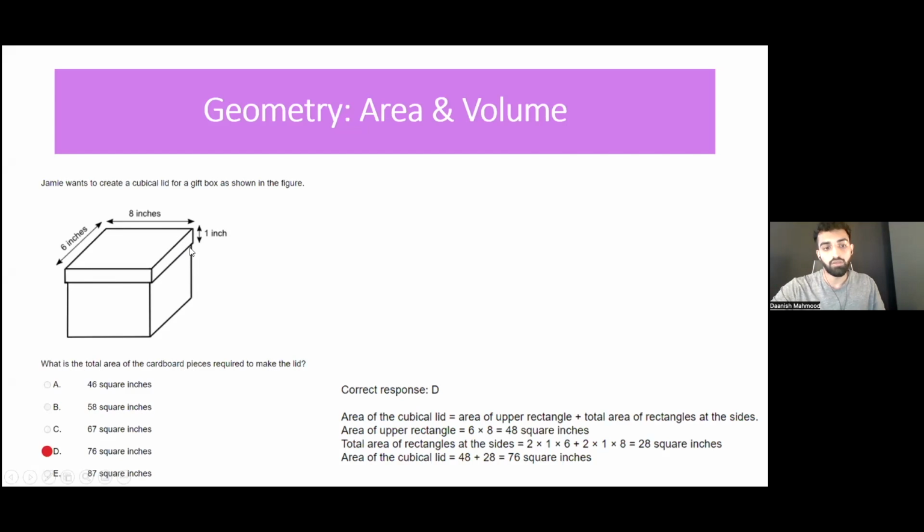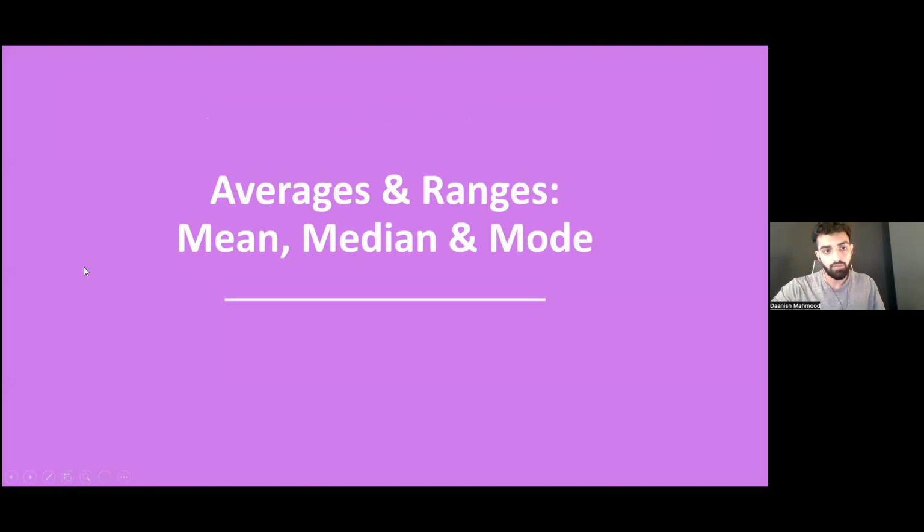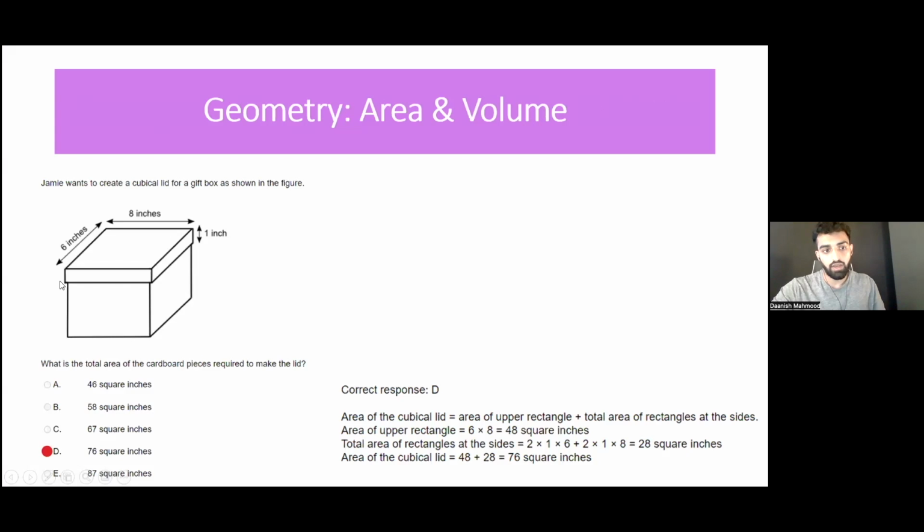But remember, this is a box, there are 4 sides, and there are 2 sides that you cannot see. So it's going to be 6 for the strip on this side, 6 on this side, 8 at the front and 8 at the back, plus 48. All of those added together gives you 76. This is not drawn to scale or anything. That one looks shorter than this one.